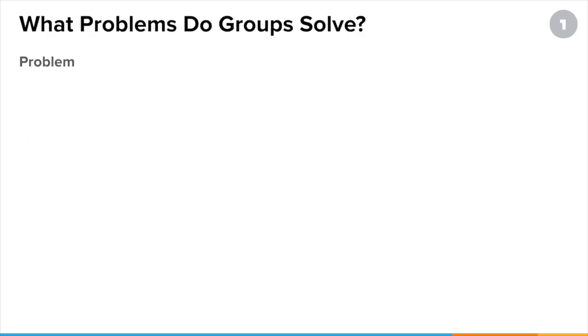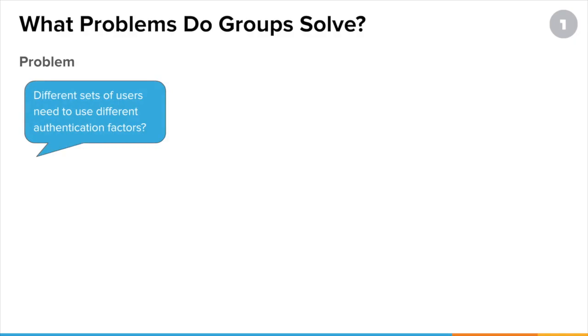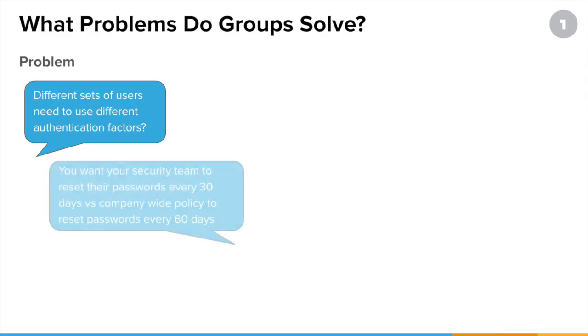So, when might we need to create groups? What kind of problems can groups solve? Well, one problem you might have is that you need different sets of users to use different authentication factors. For example, you might want your engineers to use YubiKey, but the rest of your users will be using OneLogin Protect. Or maybe you want your security team to reset their passwords every 30 days versus the rest of the company resetting their passwords every 60 days.